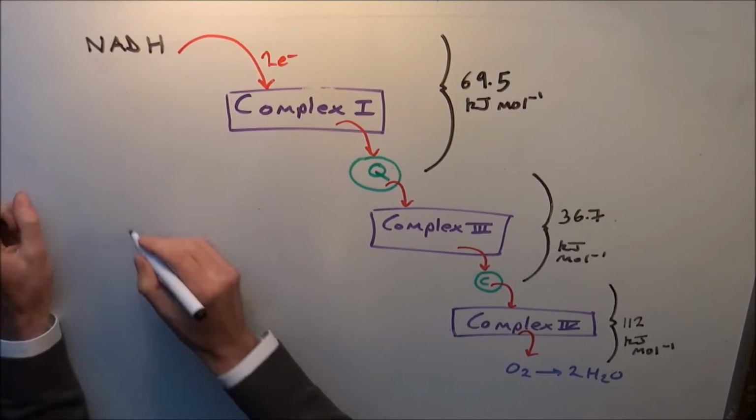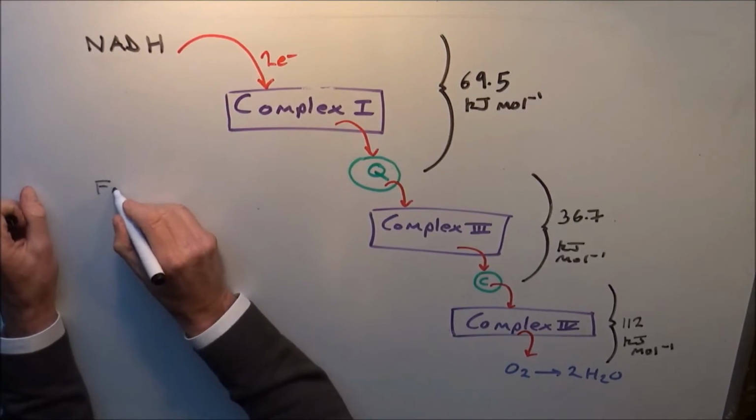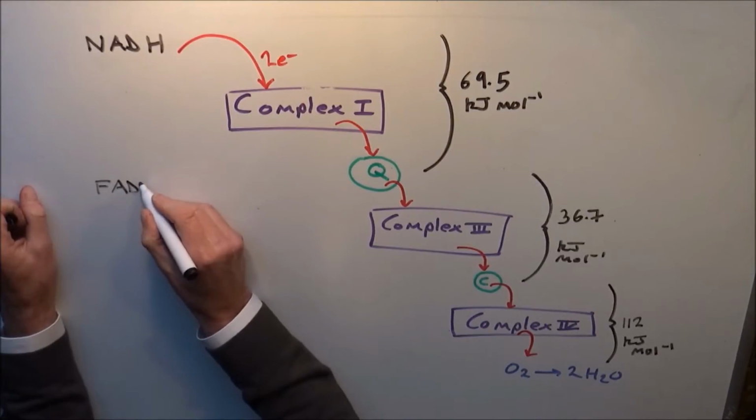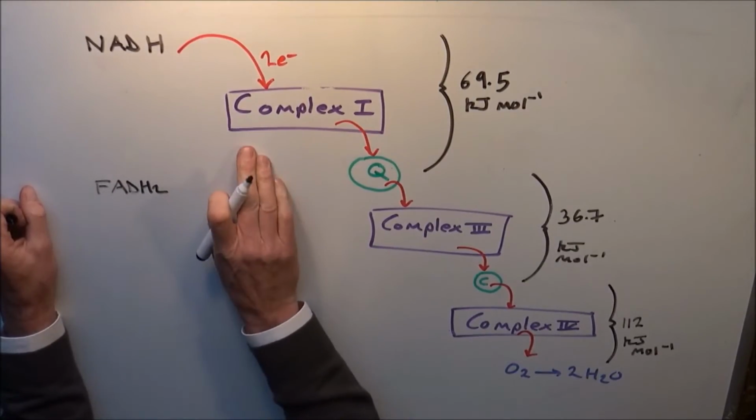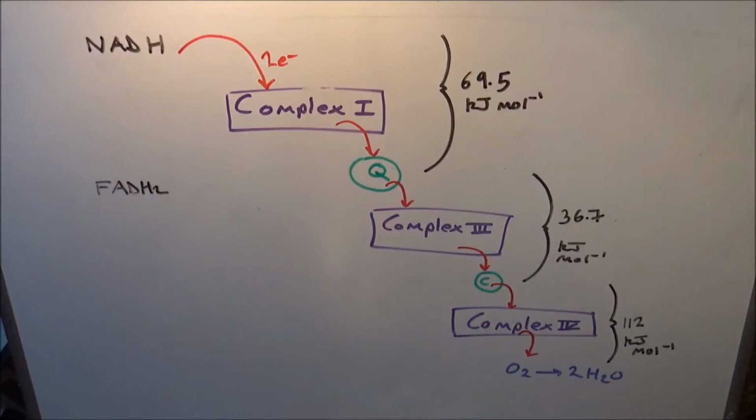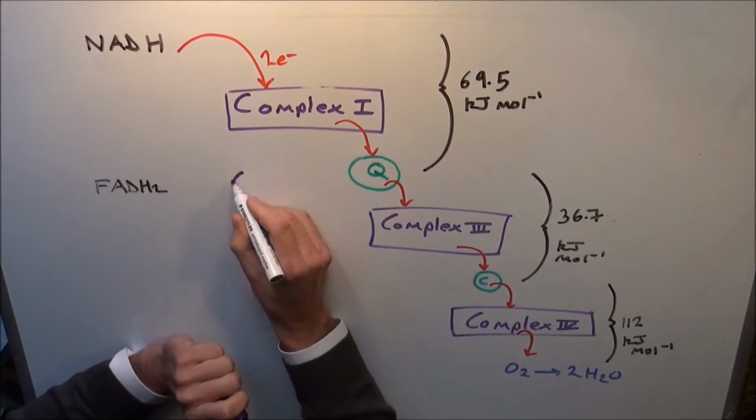Now, when FAD feeds its electrons in, not into complex 1, but at the level of Q, it feeds them through complex 2.